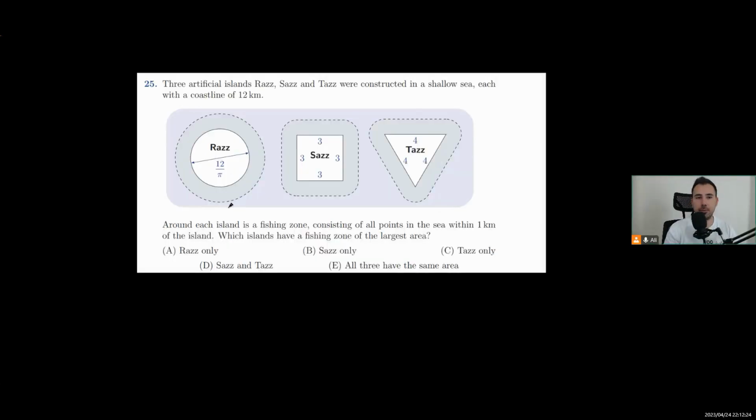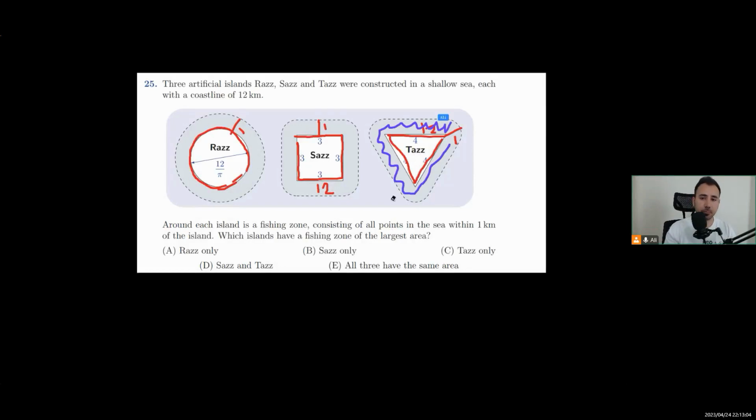Okay, let's go and do question 25 together. So for all of these shapes inside, the perimeter for all of them is 12. This one is 12, right? And the small circle over here, this one is 12. Okay, and then we're going to go 1 centimeter away from all of these. It's going to be 1 centimeter, 1 centimeter, and 1 centimeter away. Now the question is, which area, this area over here, the fishing area, which one is the maximum?